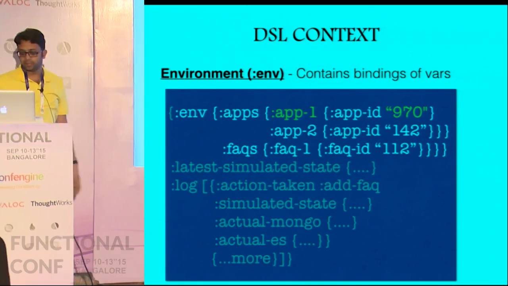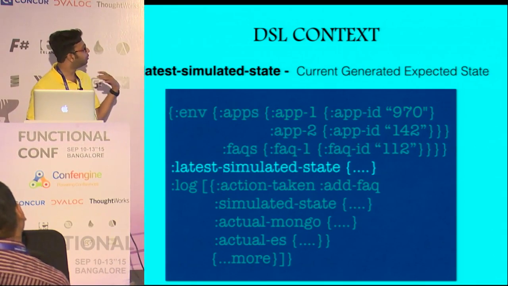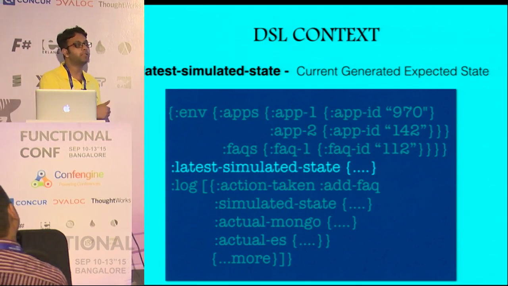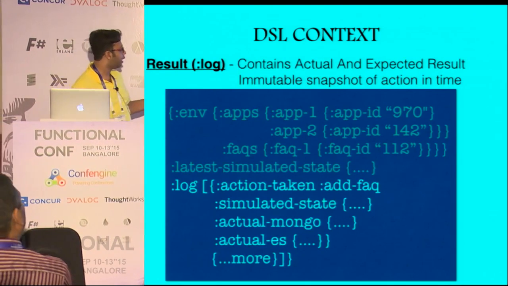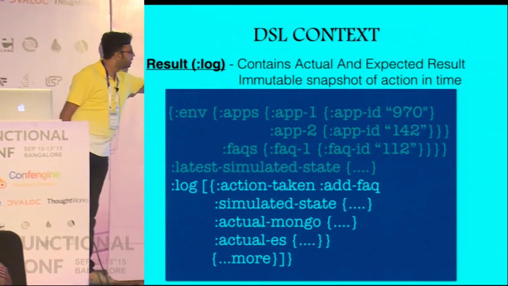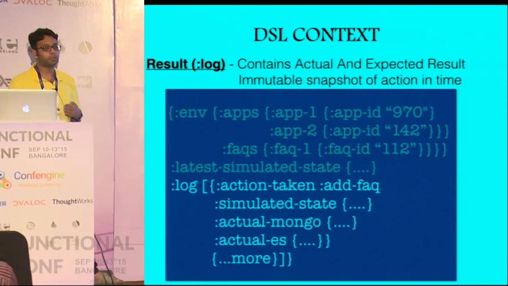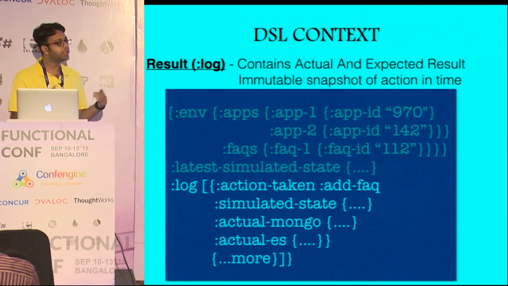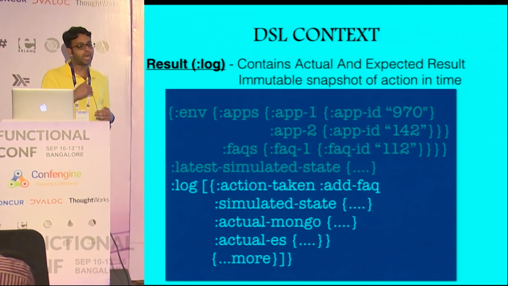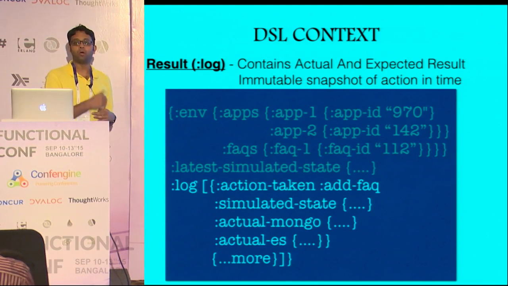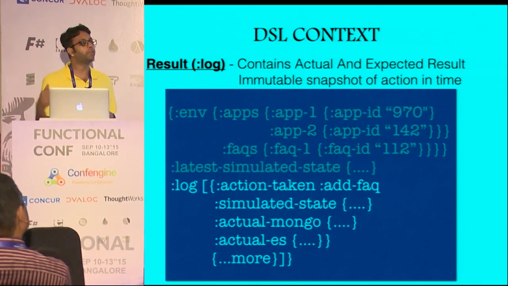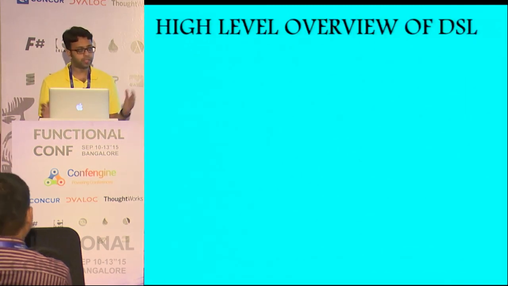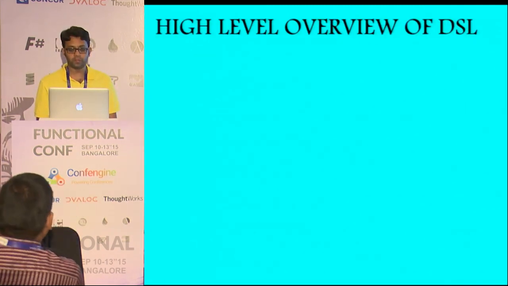Second is the latest simulated state. After each action, what is the current expected state of the system, from my understanding? And then there is a log: after each action taken, I want to log what happened for that action. So if I added an FAQ, what was the simulated state at that point in time? What was actually the state of the Elasticsearch, Mongo, whatever, and so on and so forth, right? So you keep adding to that log history after each action. Make sense? Okay.